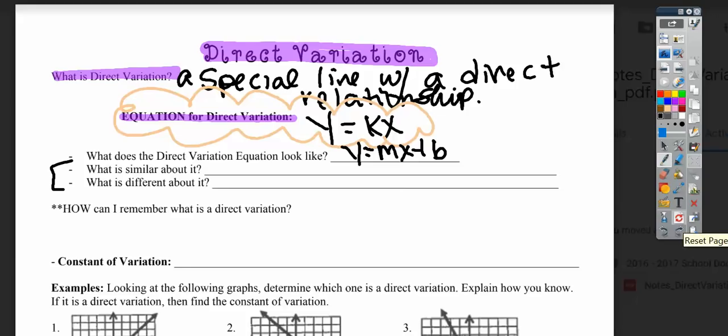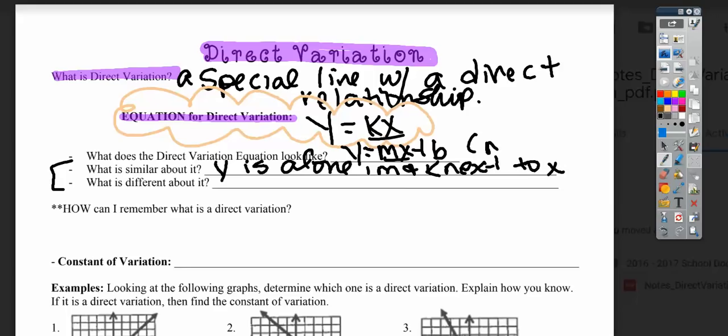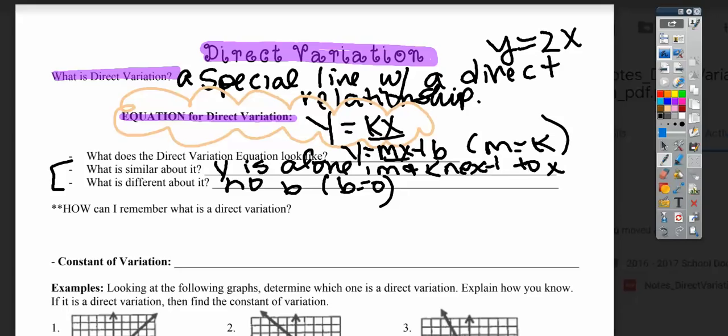So some things that are similar: y is alone in both. There's a variable next to x, and m stands for slope, so m and k are next to x, which means they're equal. M equals k. So that just means k stands for slope. Okay? What's something that's different about it? They have no b. So if they have no b, what does that mean? B must equal 0, right? Because if it's not there, if I had y equals 2x, m is 2 over 1, and b is 0, so I'd be done.